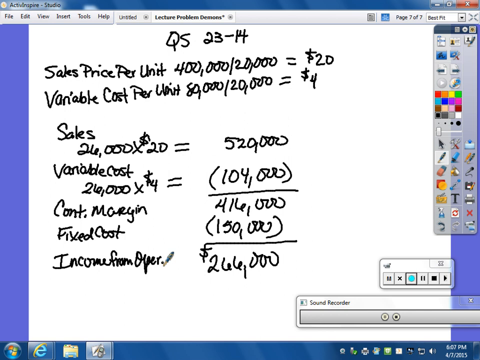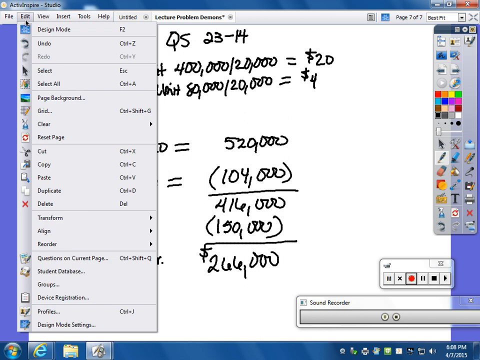Quick study 23-15. Refer to information in quick study 23-14. Assume that actual sales are 480,000, actual variable costs for the year are 112,000, and actual fixed costs for the year are 145,000. Prepare a flexible budget performance report for the year. So you know when we do the performance report, we're looking for actual and standard and variance.